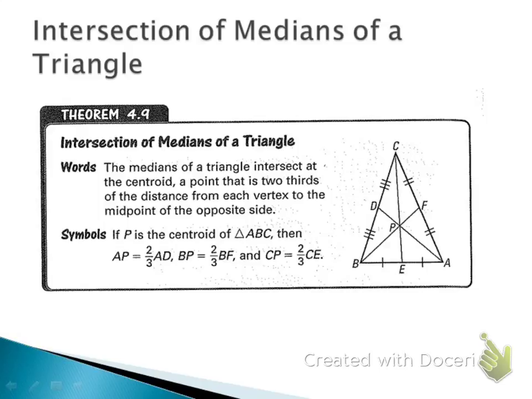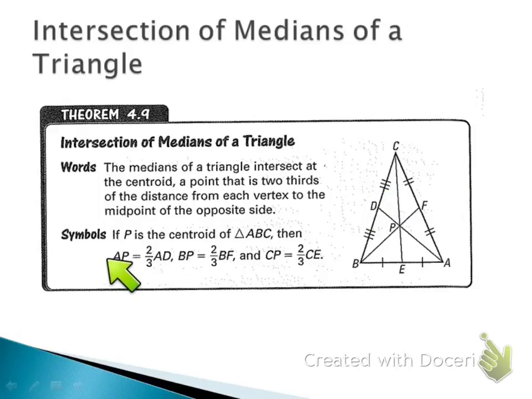But here is just an example of what it looks like when all the medians are drawn. This point in the center of the triangle where all those medians touch is called the centroid. Again, we talked about how that's the center of mass. So if I cut this triangle out and I put my finger on P, the triangle would balance perfectly on my finger.